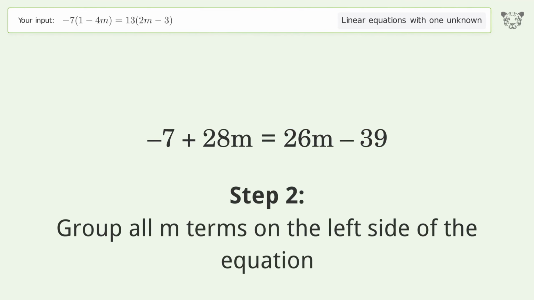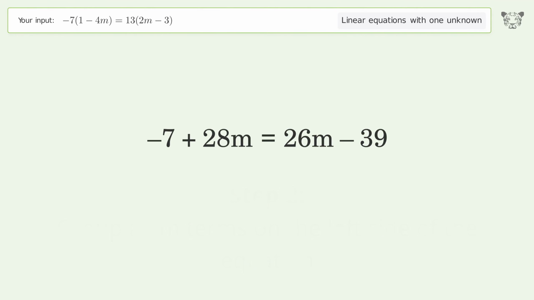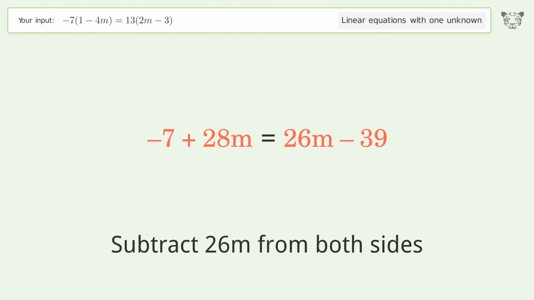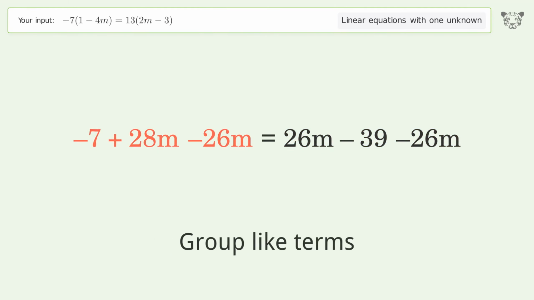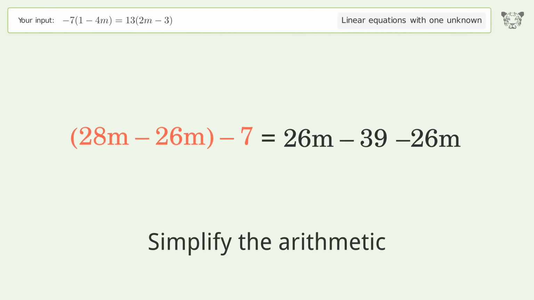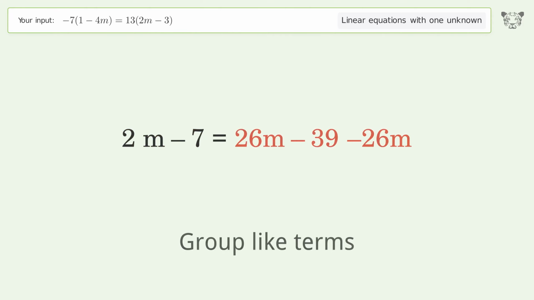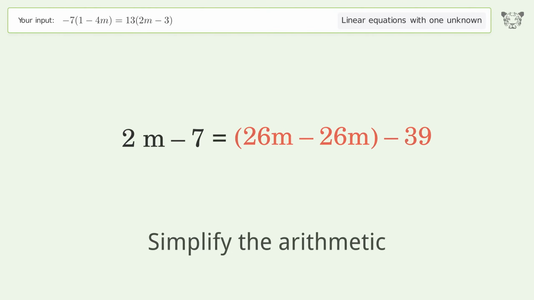Group all m terms on the left side of the equation. Subtract 26m from both sides. Group like terms. Simplify the arithmetic. Group like terms. Simplify the arithmetic.